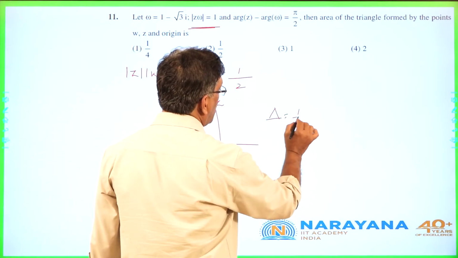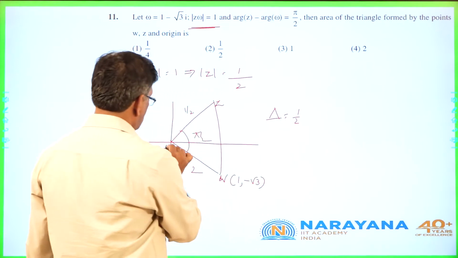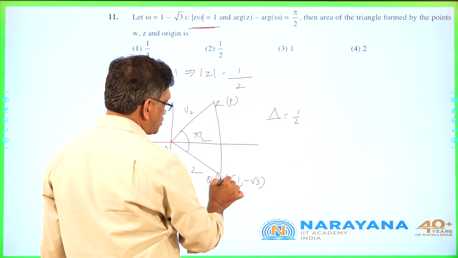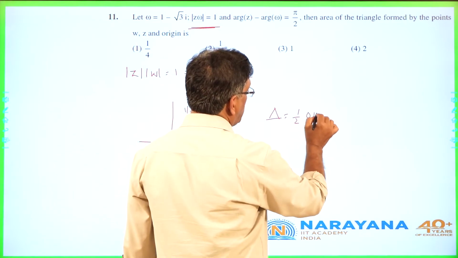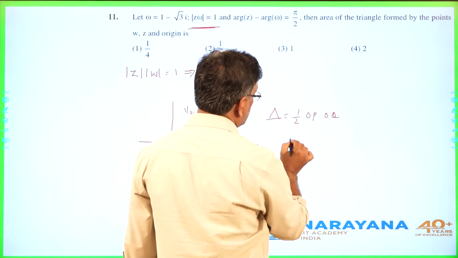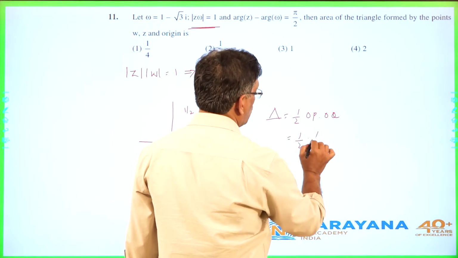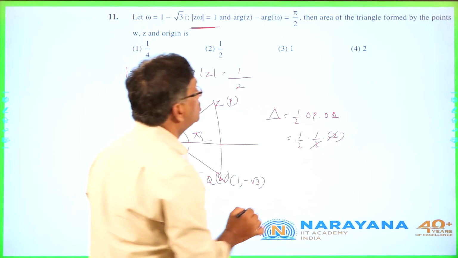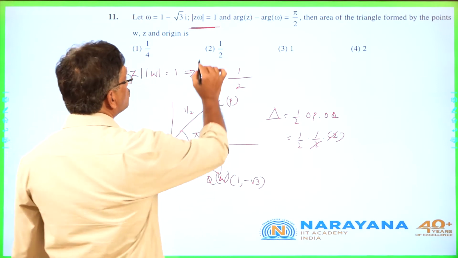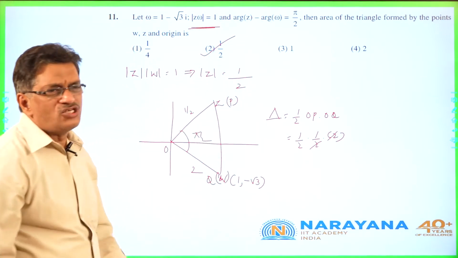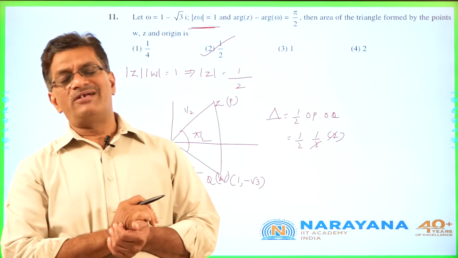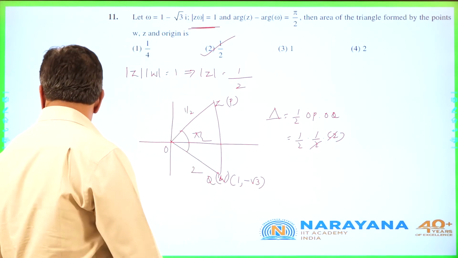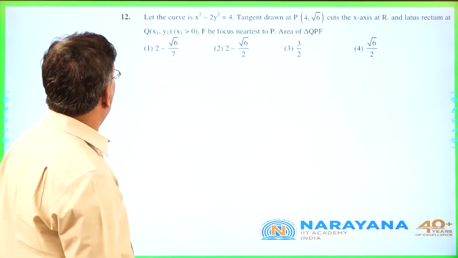Area is half base into height. This is O, let us call it P and this Q. OP into OQ, that is half. OP is 1 by 2, OQ is 2. We can cancel these two, that is the area. So, with a simple diagrammatic representation, if you have an idea, you can easily solve. Okay, let us go to the next one, the 12th one.